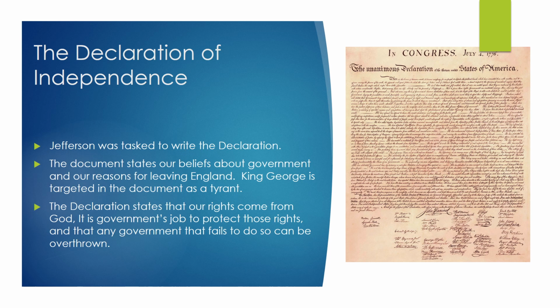Jefferson gets a lot of these beliefs from John Locke's theories about government, the social contract. Some of those beliefs are that our rights come from God, and that it's government's job to protect those rights. It says that all men are created equal, that their rights come from God. Those rights include life, liberty, and the pursuit of happiness.